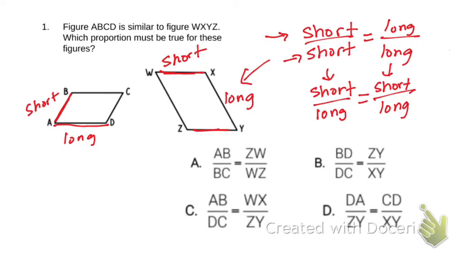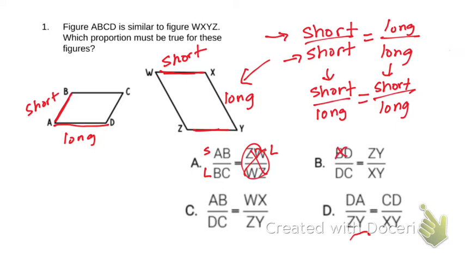So in this case, answer choice A says side length AB, so we're looking at a short side here, compared to BC, which is a long side, is going to be equivalent to ZW over WZ. Wait, ZW and WZ, that's the same side length. Wait a minute, you can't use that. Okay, B says line segment BD. Oh, wait a minute, that goes across the middle here. That's not even one we could use. Okay, we're going to skip that.